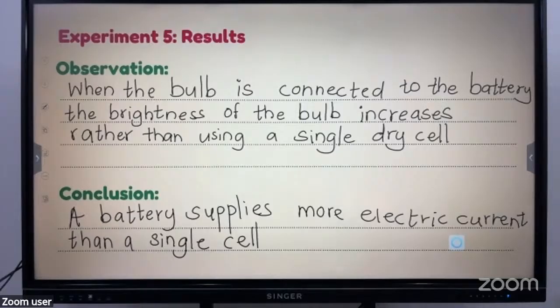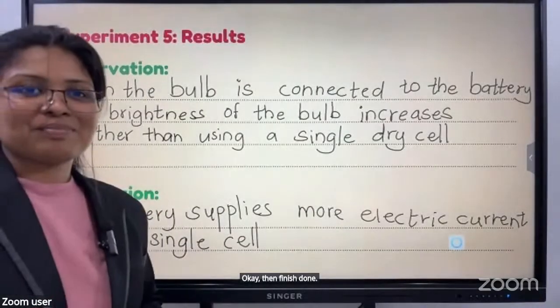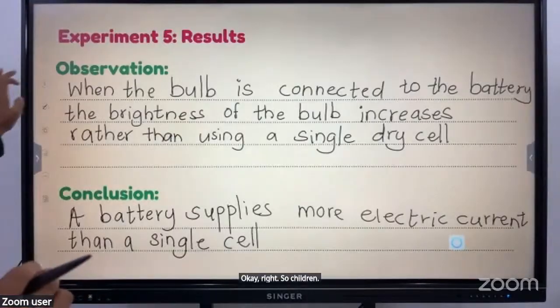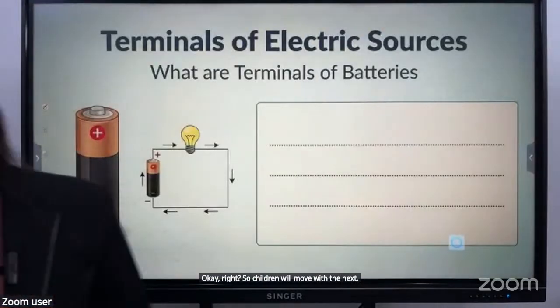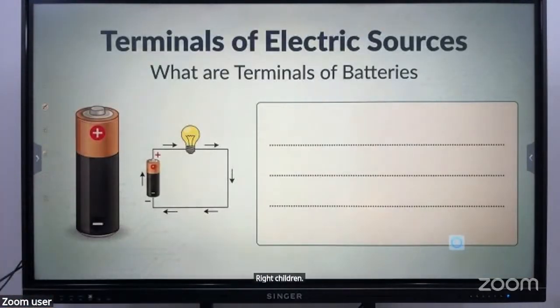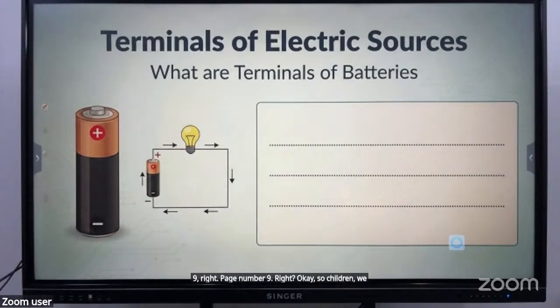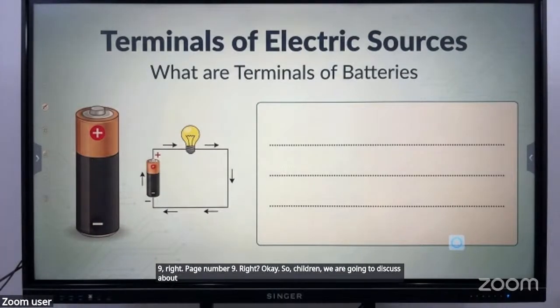Okay, dear children, finished? Yes, teacher. Okay, right. So children, we'll move on to the next. Turn to page number 9. Right, page number 9. So children, we are going to discuss the terminals of a battery.